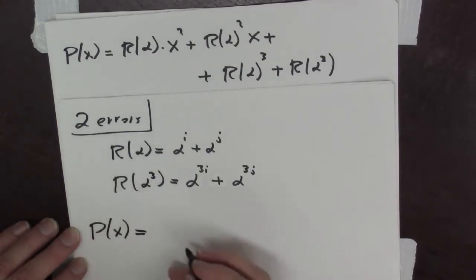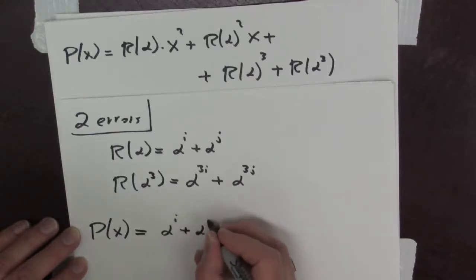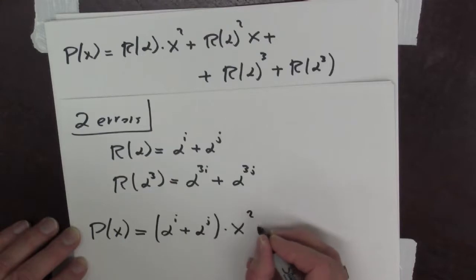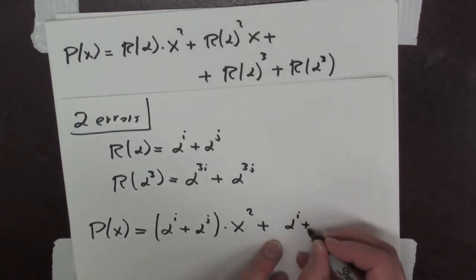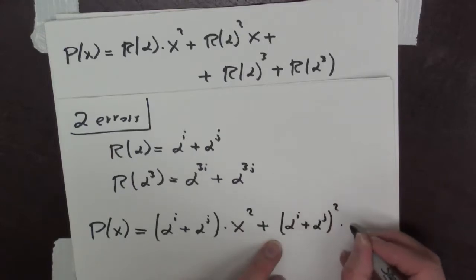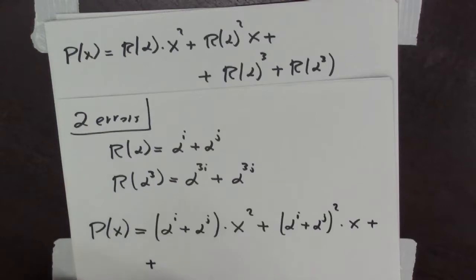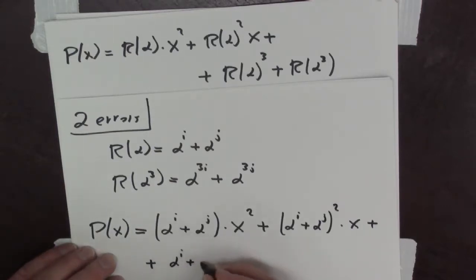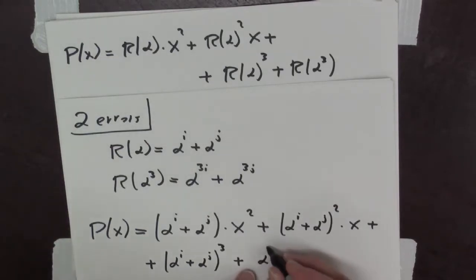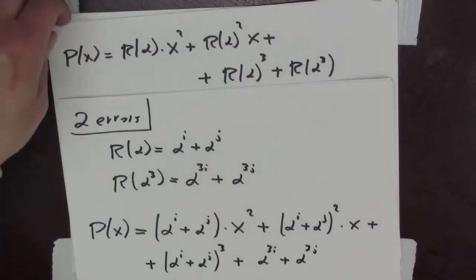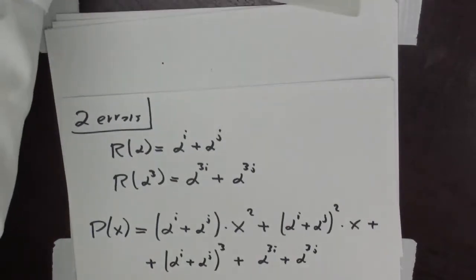Namely, p of x is equal to alpha to the I plus alpha to the j times x squared plus the next term, alpha to the I plus alpha to the j squared times x plus, that was a linear term x, and then we're going to have alpha to the I plus alpha to the j cubed, that's r of alpha cubed, and finally we add r of alpha cubed, so that's alpha to the 3i plus alpha to the 3j. Okay, let's simplify this thing. Well, not simplify at the moment, actually, let's multiply everything out and then see what happens.